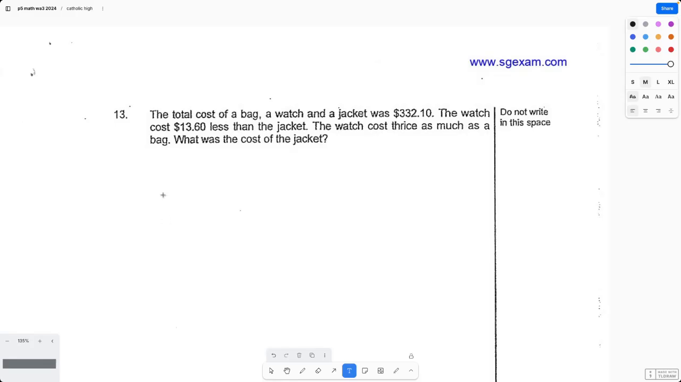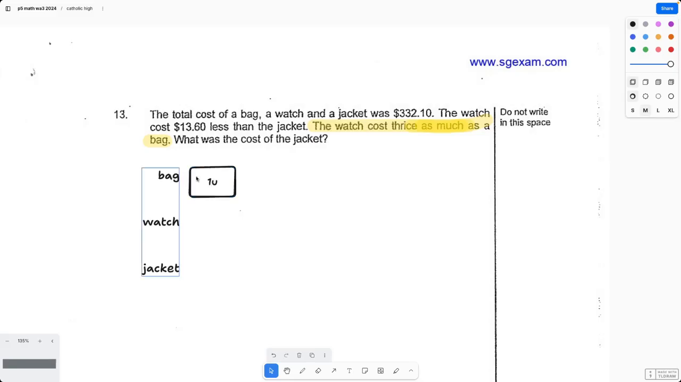Okay, so we're going to draw models. So we're going to have a bag, a watch, and a jacket. Okay, so we have all of this. So next thing is we're going to draw the models. Usually what I like to do is start from when it says as much as. So the watch costs three times as much as the bag. So that means the bag is 1 unit, and then for the watch, it's 3 units.